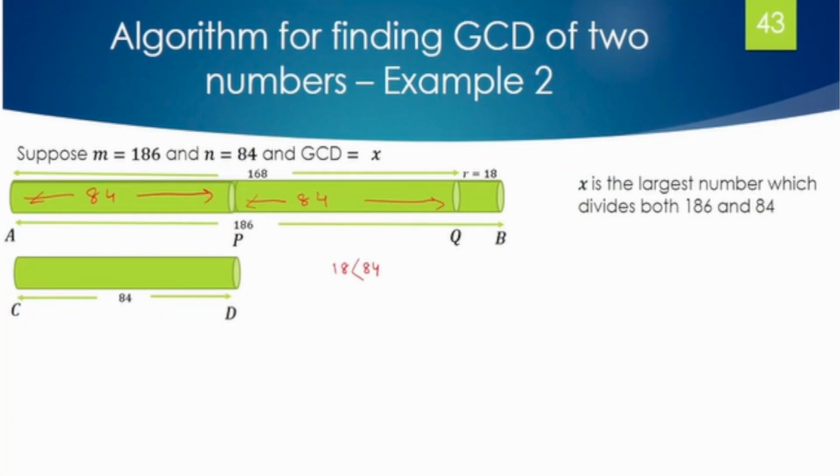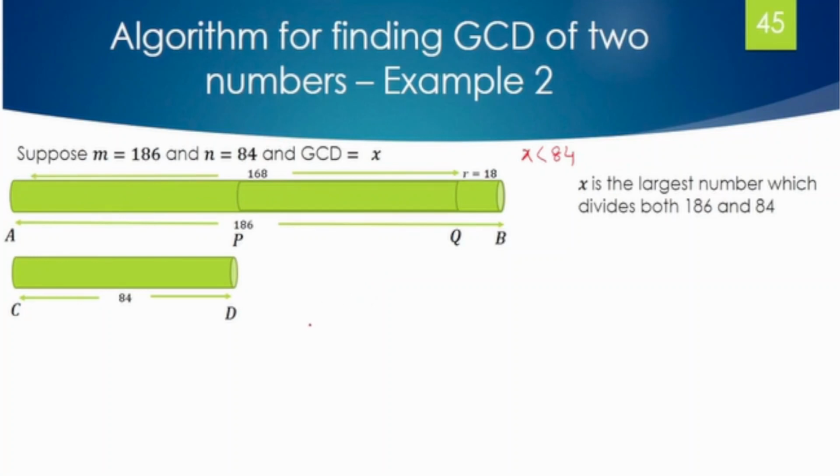So in terms of algebra, when you divide 186 by the number 84, you will get a remainder 18. So 18 will be the remainder, right? If the remainder is non-zero, then we can say that 186 is not divisible by 84. So we can conclude x cannot be equal to 84, but x must be something which is less than 84.